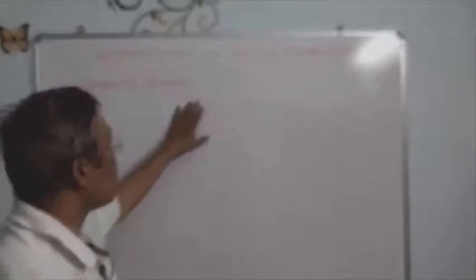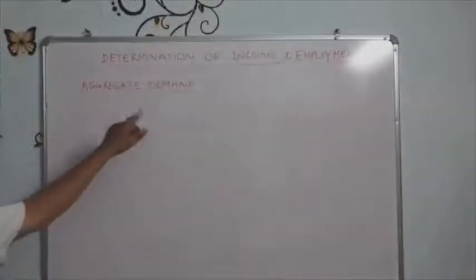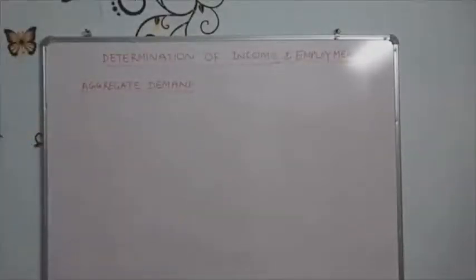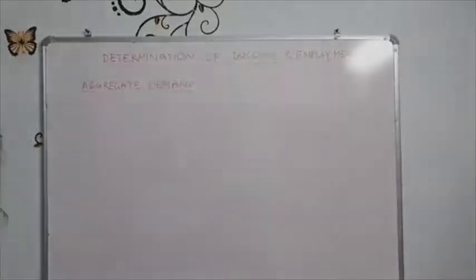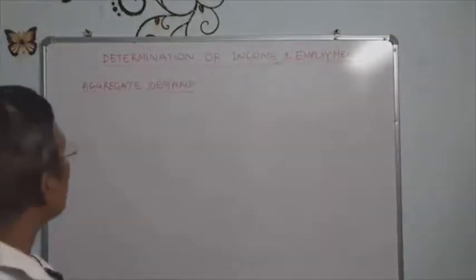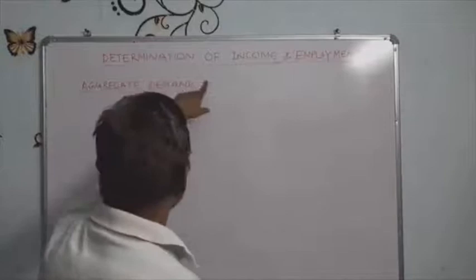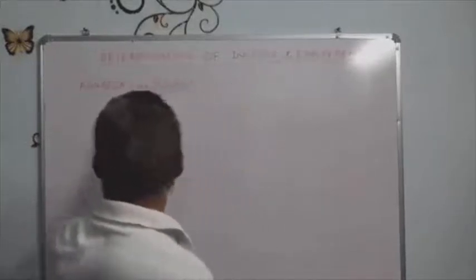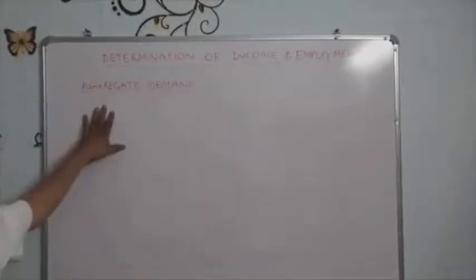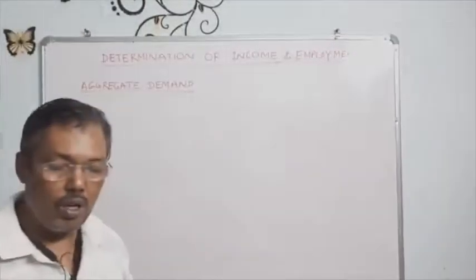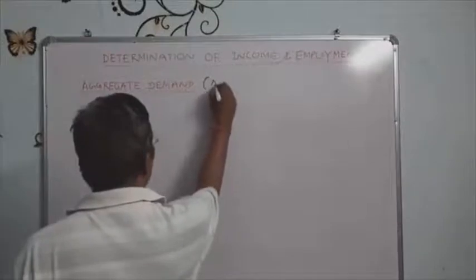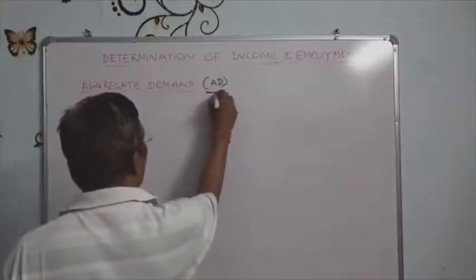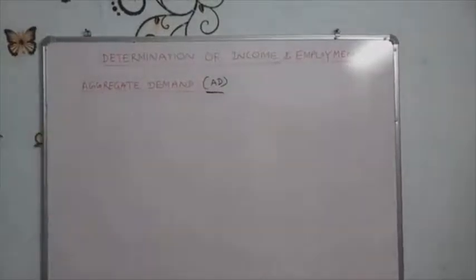Income determination, determination of income and employment. We also discussed what is multiplier. So there are some economic concepts. Before we discuss the determination of income and employment, we must discuss what we mean by aggregate demand, or in short AD.